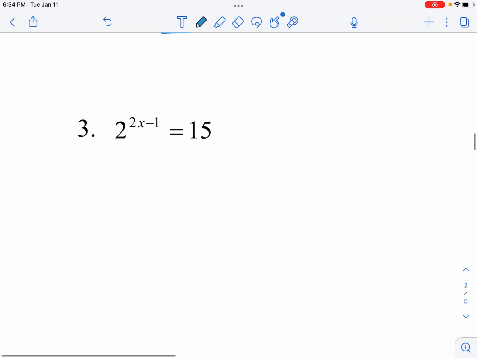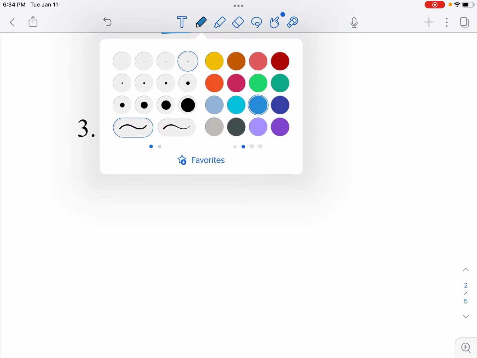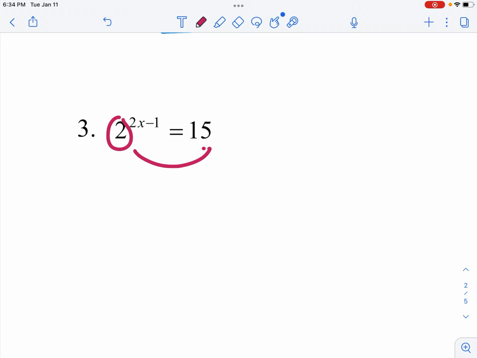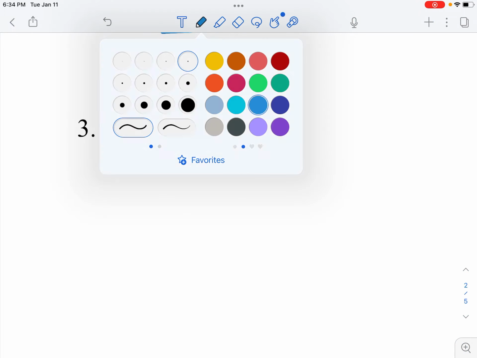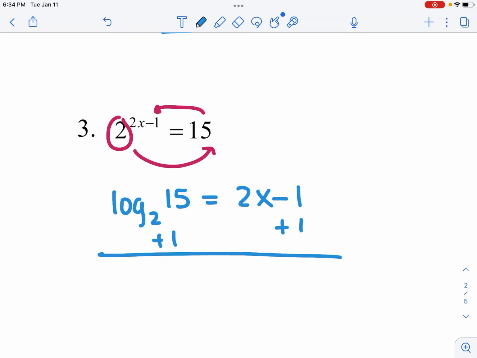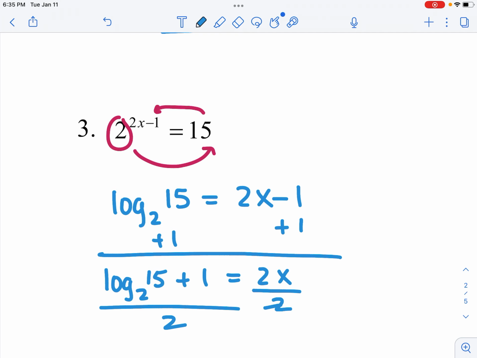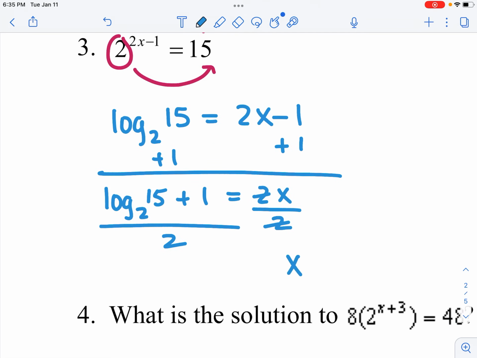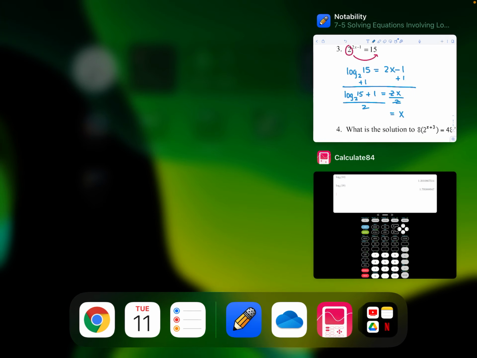Okay, number 3. The base of 2 is already isolated. So circle the base, run the race. So we have a log with a base of 2 of 15 is equal to that exponent, 2x minus 1. So the only thing on this one is I have a few more steps to do. So I could type the log in now, but it's always good to wait to round until the end. So log base 2 of 15, all that is a number. So I'm just going to leave that for now until I get x by itself, and then I'll go type the whole thing in. So x is equal to whatever this log plus 1 divided by 2 is.